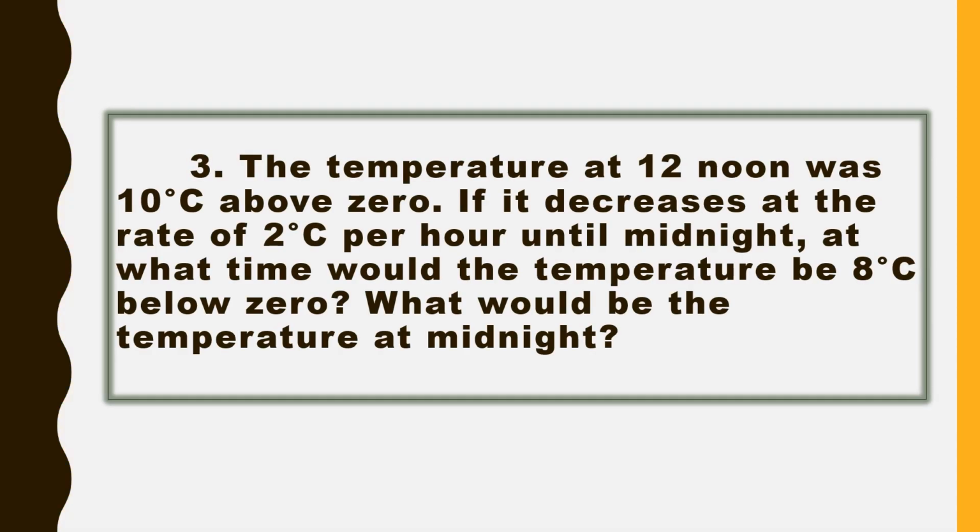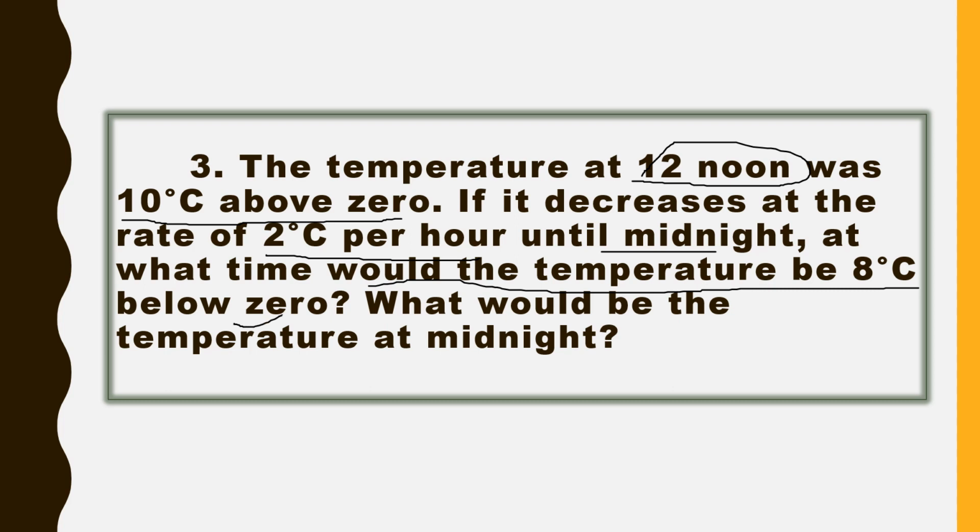Here is your third question. The temperature at 12 noon was 10 degrees Celsius above zero. If it decreases at a rate of 2 degrees Celsius per hour until midnight, at what time would the temperature be 8 degrees Celsius below zero? What will be the temperature at midnight?